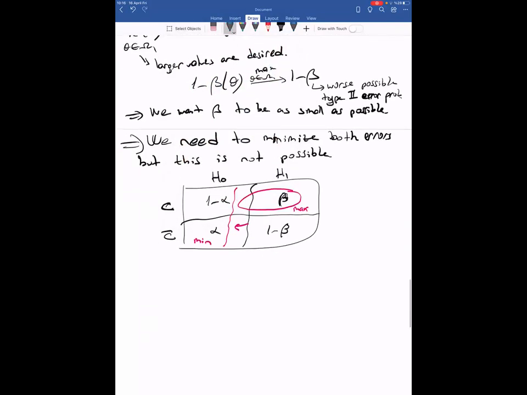So then what can we do? The idea that we are using is, just fix one of them and minimize the other.